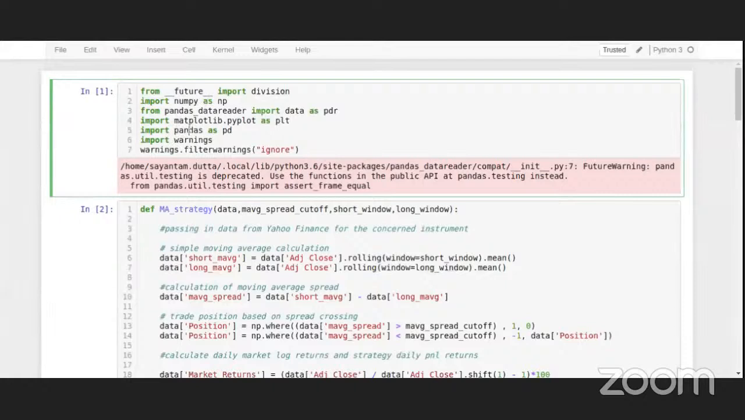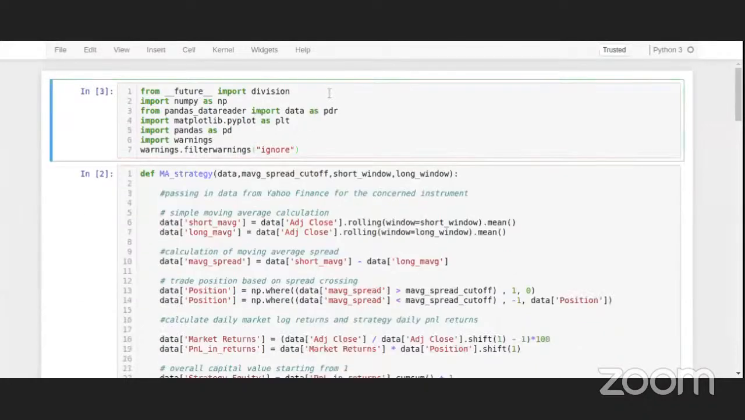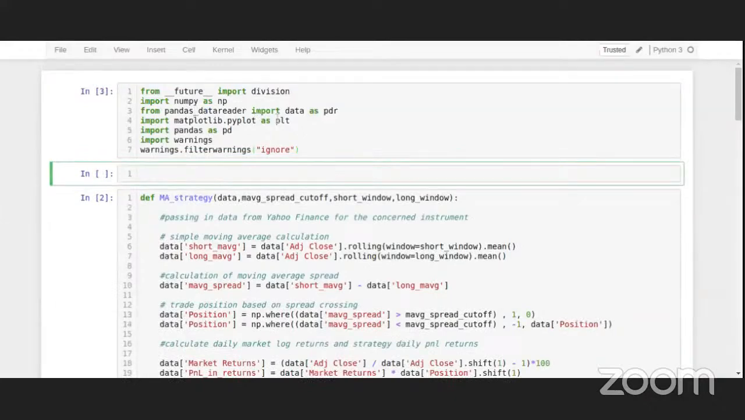Then there is Pandas. Pandas is the most widely used library for data science tasks. It supports the very widely known data structure called data frames, which is basically a tabular representation of data. It also has other functions. The remaining two libraries are just to suppress some warnings. So we have now imported the data module from Pandas data reader as PDR. Let me just show you how this PDR works.